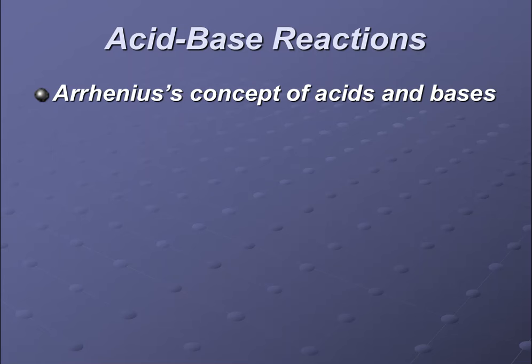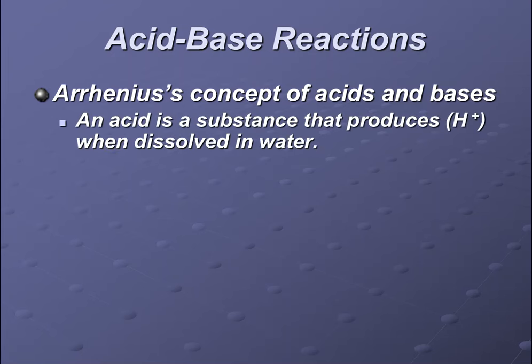So there are 3 different definitions of acids. The first one is the Arrhenius acid and base definition, which is probably the most straightforward, the easiest one to recognize. However, it's the most limiting. It really limits which compounds can be classified as an acid or a base.